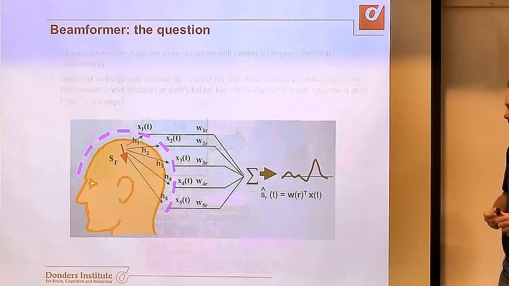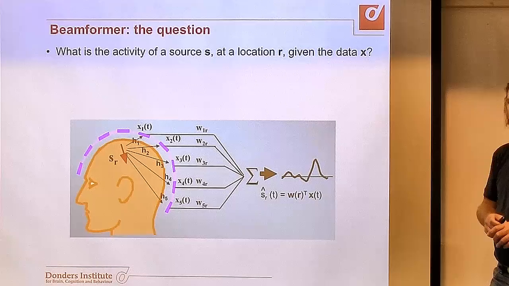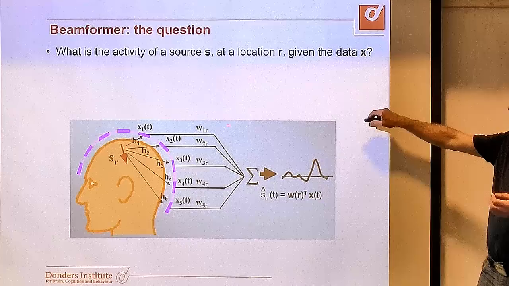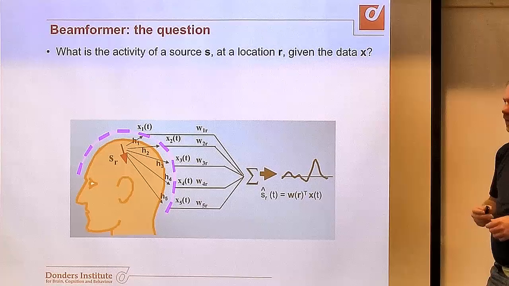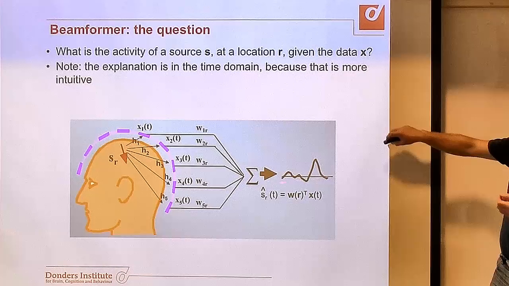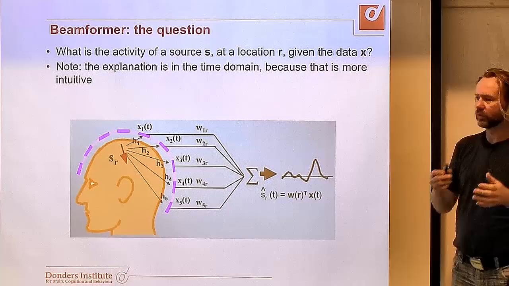So the question with beamforming is, given the activity that we have at a certain source, at a certain location, what is its activity? And we have the data, so what we can do is look at the data that we've recorded at the channel level, and we know that it's a linear superposition, so a linear combination of the channels should be able to reconstruct the time course of the activity at this location. So what I'm going to do is show you the explanation of the beamformer in the time domain, because it's just easier to conceptualize. So I'm going to show you time courses rather than spectral content. But the whole formulation works exactly the same in the frequency domain. And in the hands-on session, we're going to use a beamformer in the frequency domain rather than the time domain.